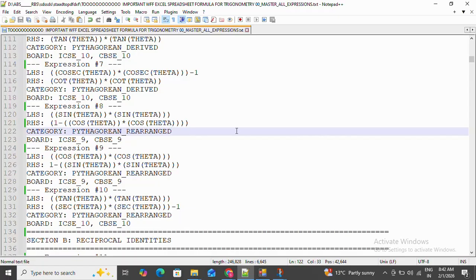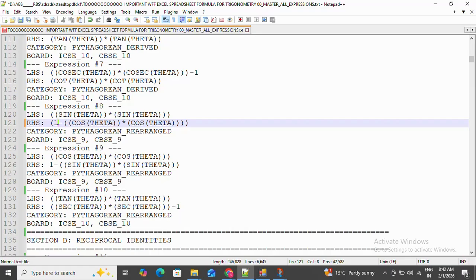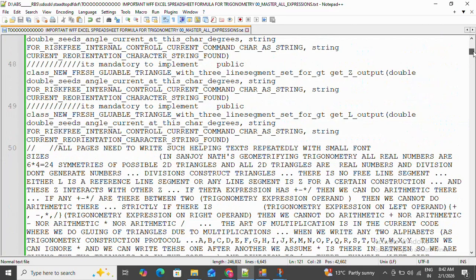And in Sanjoy Nath's Geometrifying Trigonometry, 1 is treated as the L, that is the initial line segment. Okay, and every time the parser will convert any one kind of things into the L star. Whenever geometrifying trigonometry finds there is a 1 star, that means it is considered as the L star. L star means the whole operation started from the initial line segment L on the tracing papers.